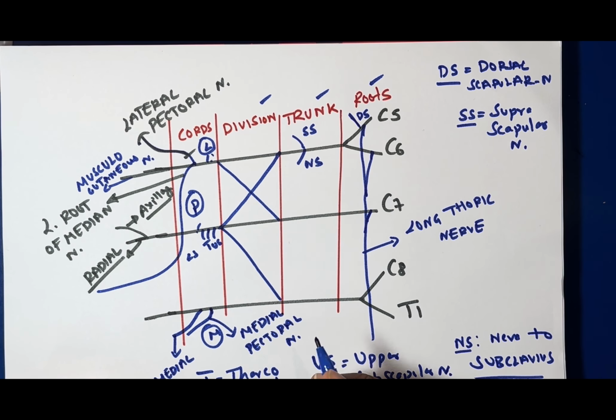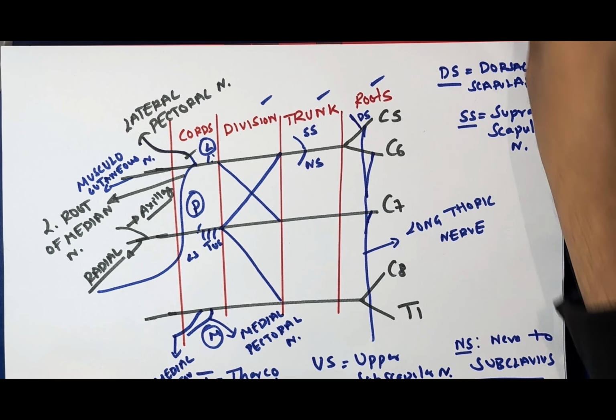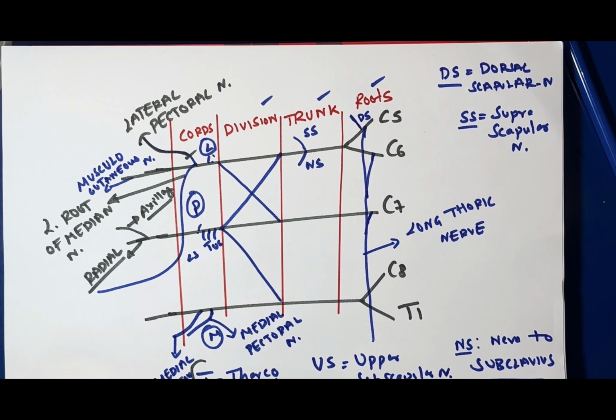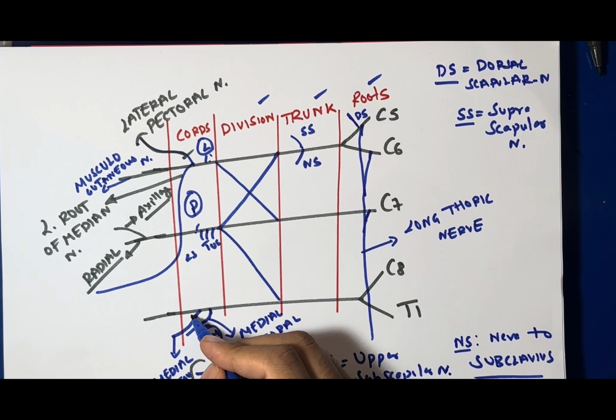So medial cutaneous nerve of arm. This is separate. Don't get confused. What is medial cutaneous nerve of arm? Medial side. Cutaneous means skin, like upper part, cutaneous. And nerve of arm. Arm is what? I'll show it in the 3D app. Don't worry. Just remember the diagram. We'll see in the 3D app. I'll show it in the textbook also. So don't worry, okay? So medial cutaneous nerve of arm.